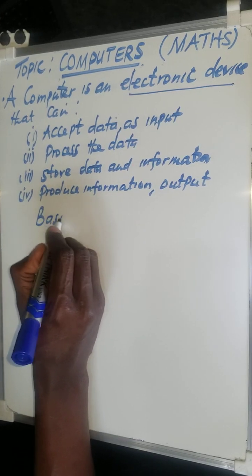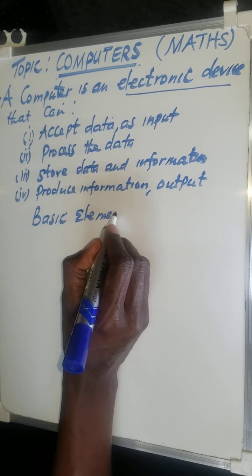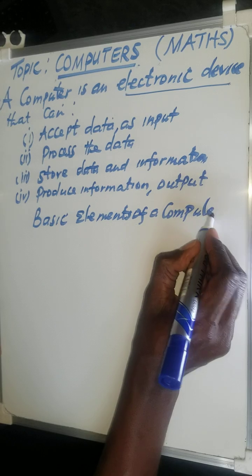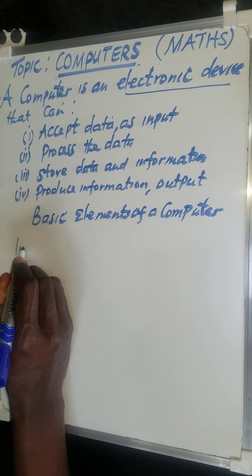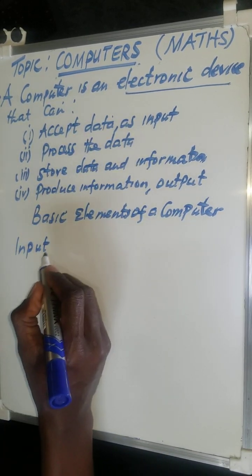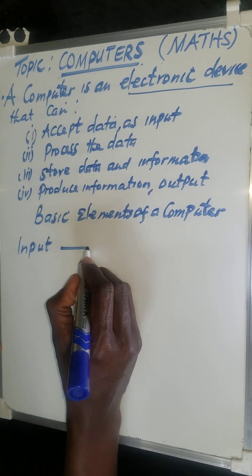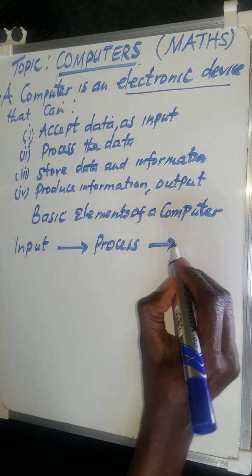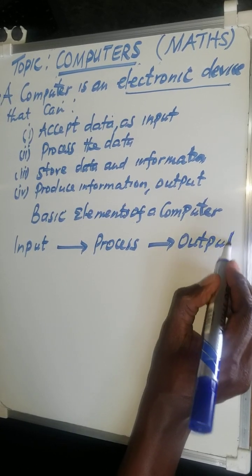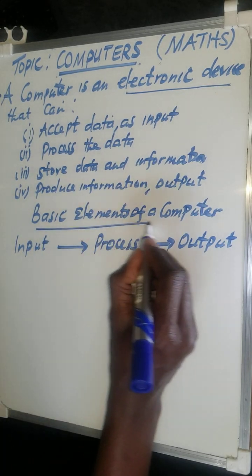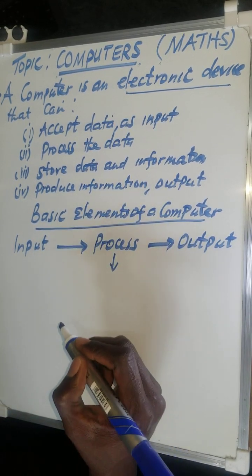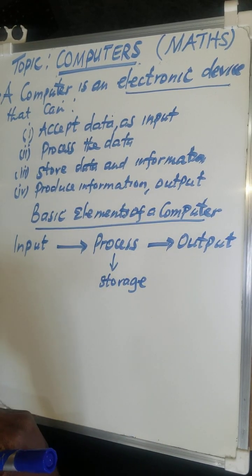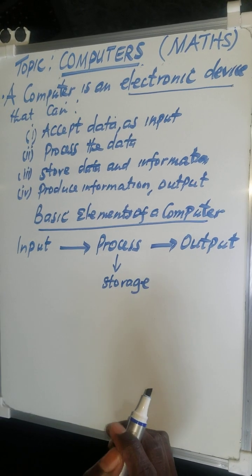So we can say the basic elements of a computer can be summarized as follows. We have input, so information is going to be put in as raw data. Then the computer is capable of processing that information, and it is capable of giving you the output. But of course, the computer is also capable of storing the information that is processed, so storage in this case. So these are the basic elements of a computer.